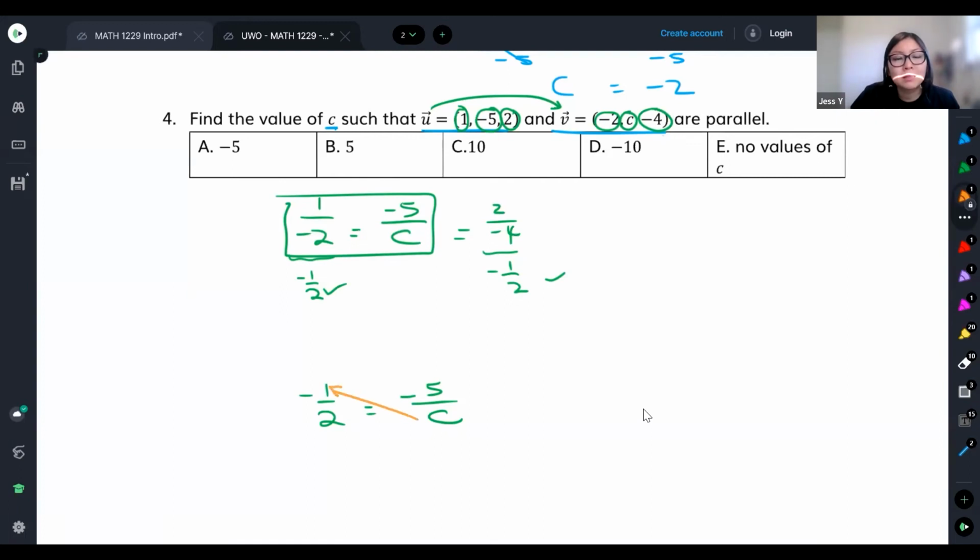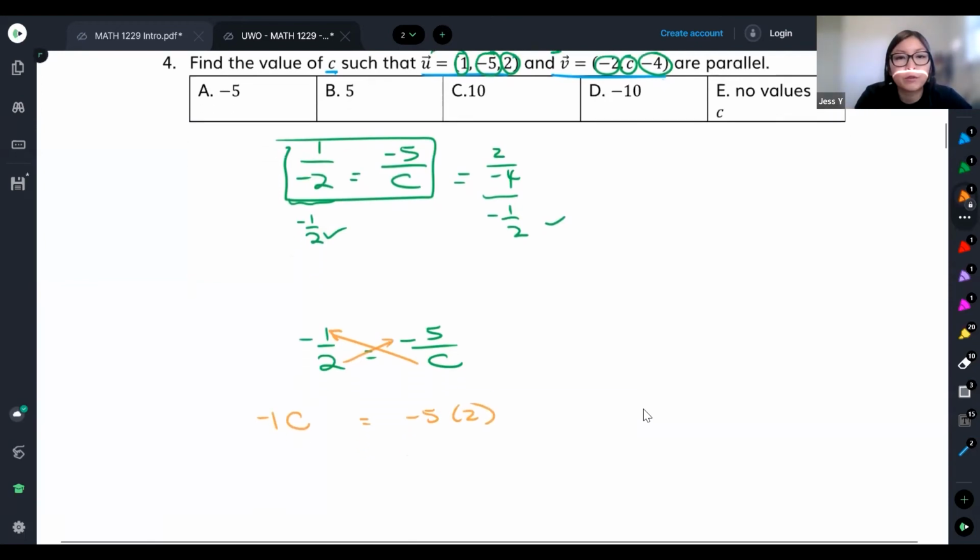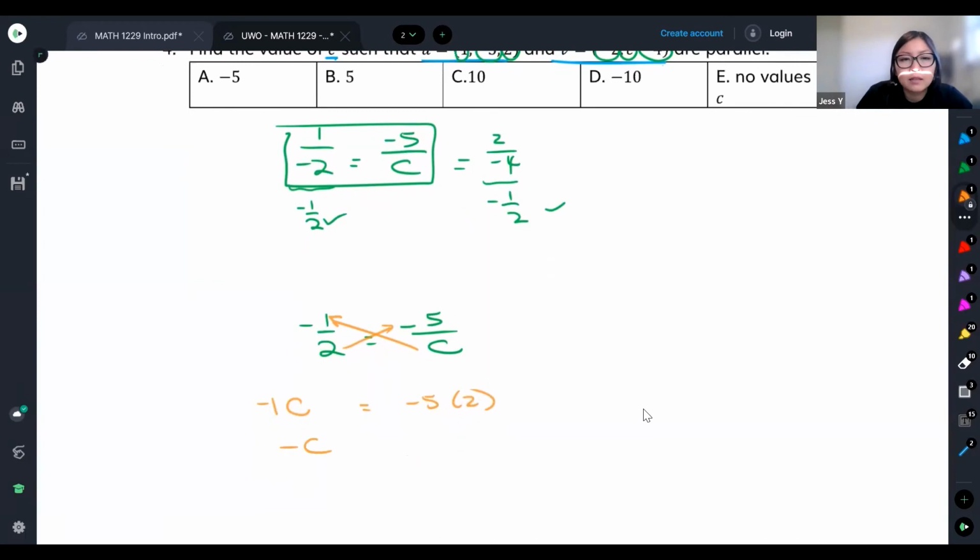So we're going to crisscross multiply. I'm going to multiply the C up and multiply the 2 up. So that means we have -1 times C equals -5 times 2. Crisscross, cross multiplying on the exam will get rid of your fractions. So this is -C equals -10. Dividing by -1 on both sides, C is going to be +10.